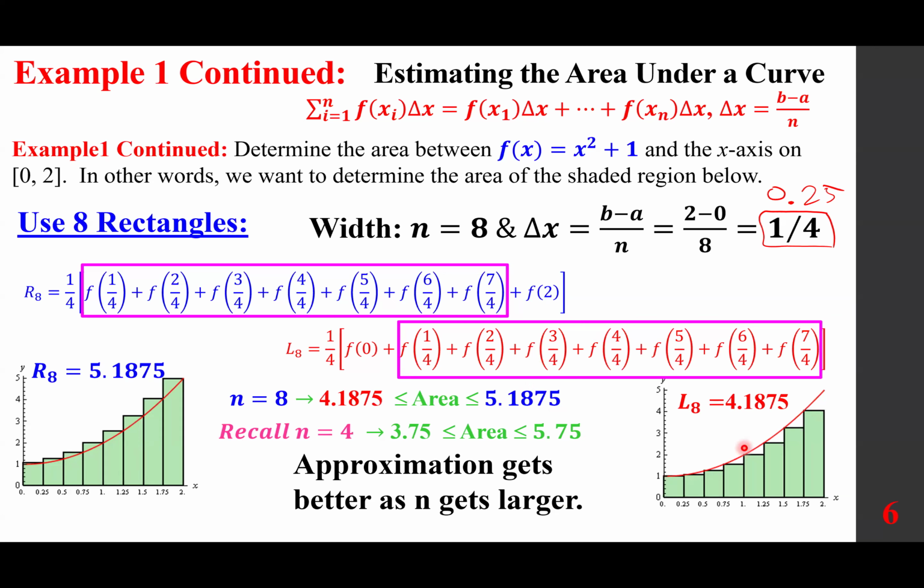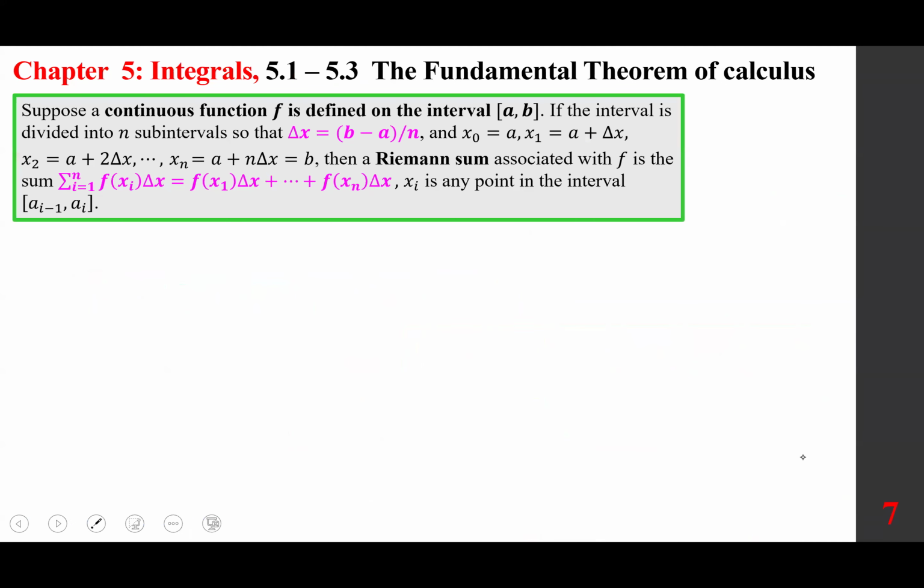Both of them, I hope you recognize the graph as increasing and concave up. When the graph is increasing and concave up, the right endpoints overestimate the area. The left endpoints underestimate the area. That is the case for increasing and concave up. So what did we learn?